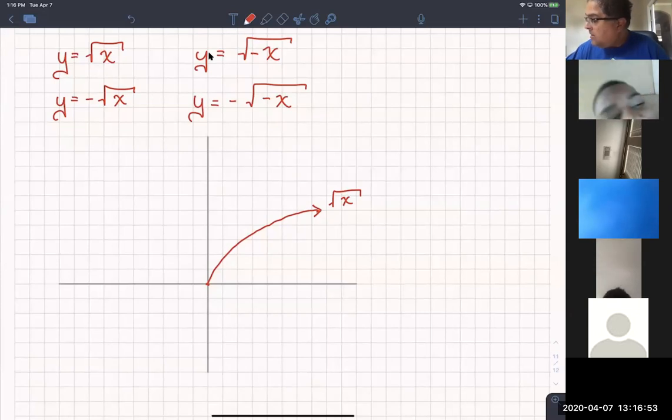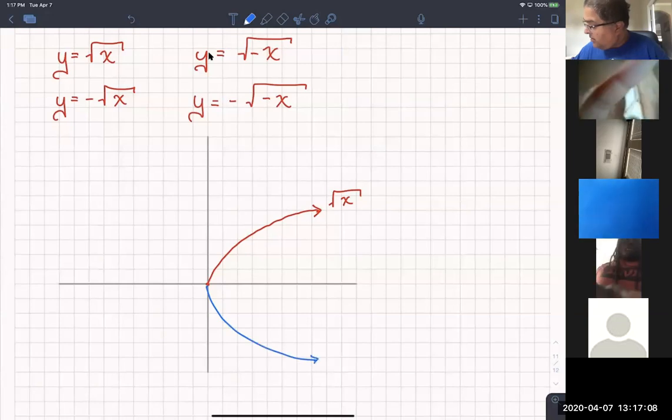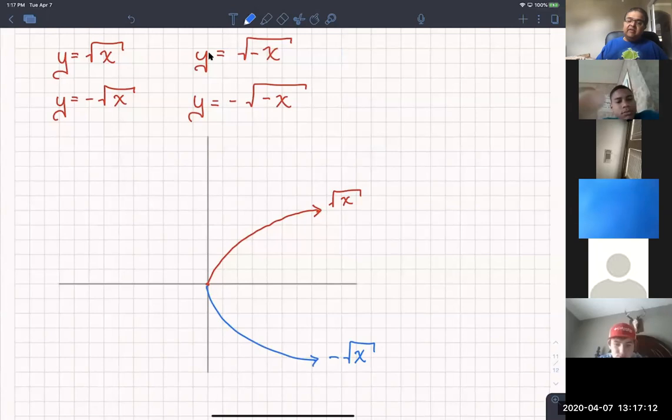So this is my standard function for square root right here. It starts at (0, 0) and curves up. If I reflect it across the x-axis, I get this type of graph right here. And this is the graph of the negative of the square root of x, right? Okay. And that's for any function. If you put a negative in front of the function, it flips it across the x-axis.